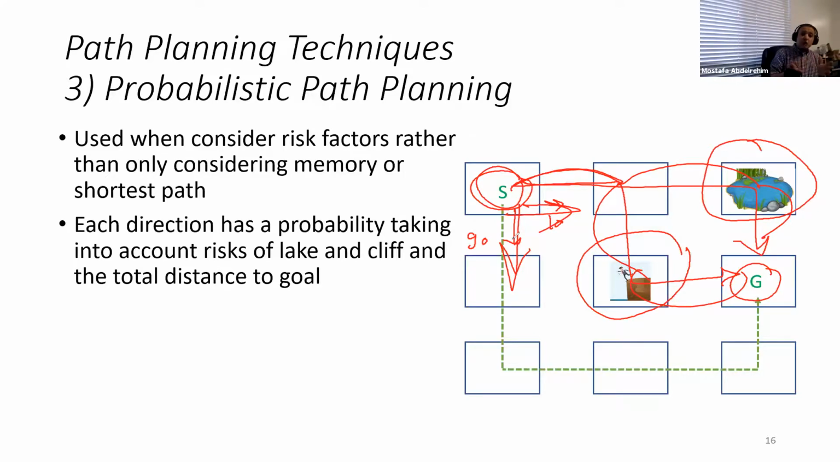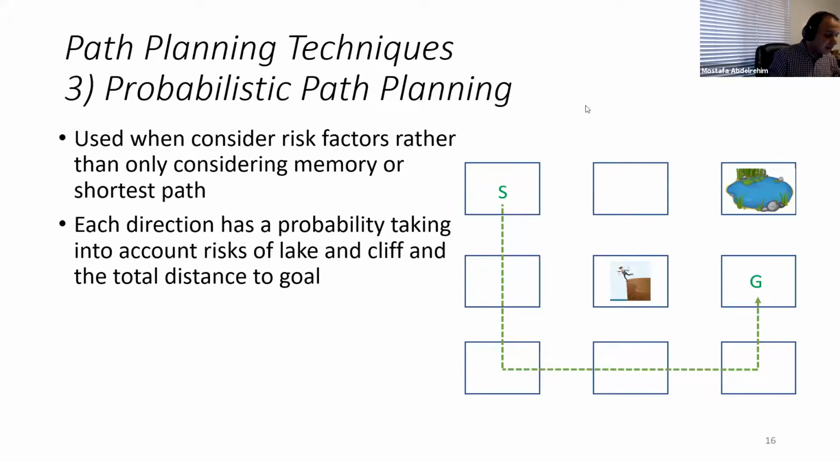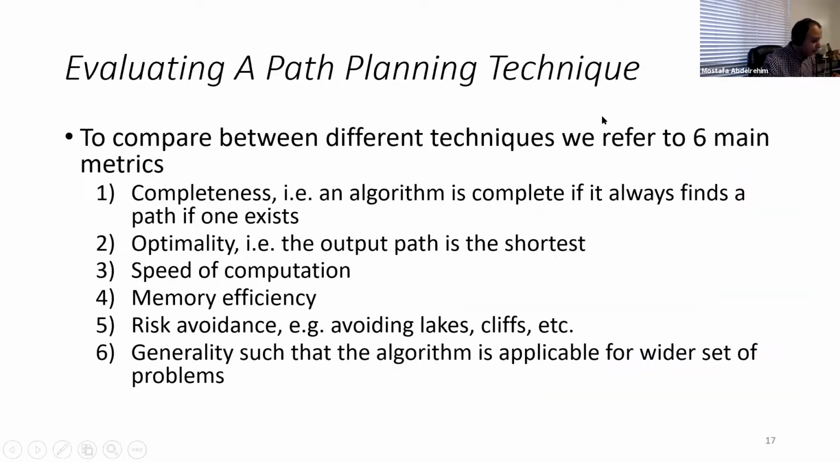So using this probabilistic path planning, the shortest path now, because you have another criterion to consider, will not be this one, will not be this one, it will be this new one here, because this is the path with the least risk. So this is the third technique for path planning.